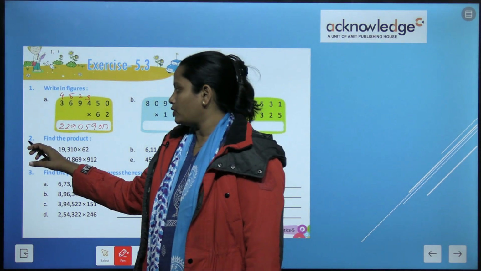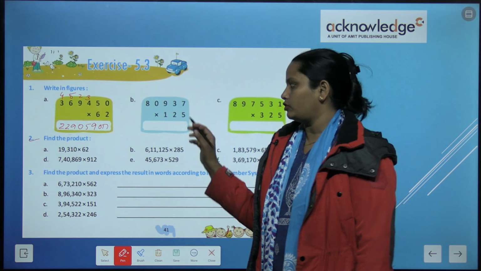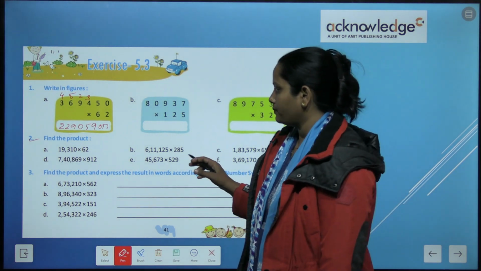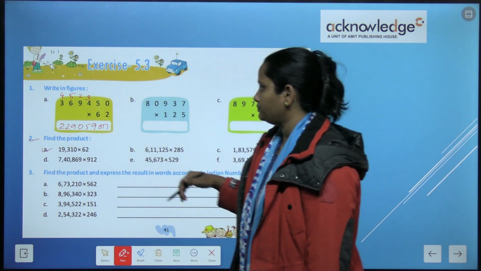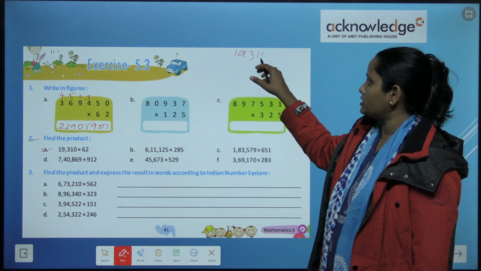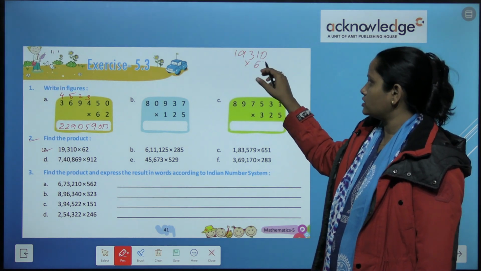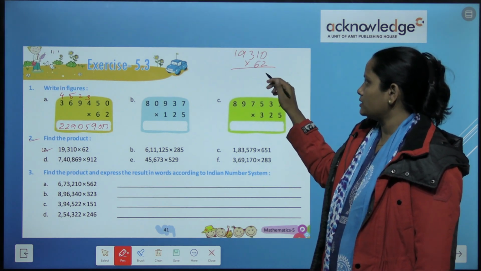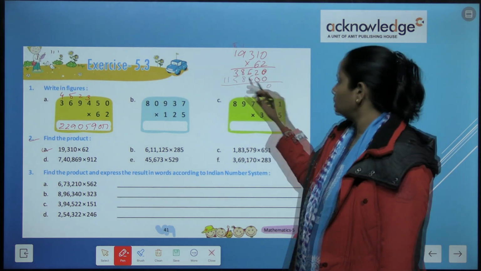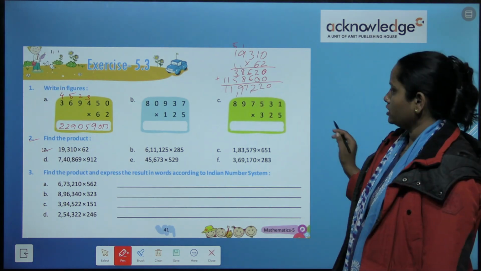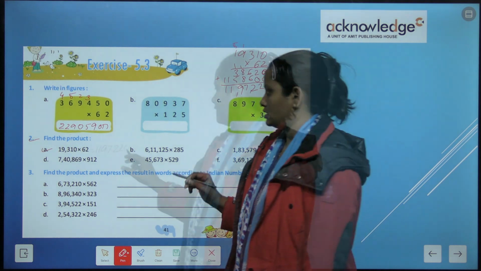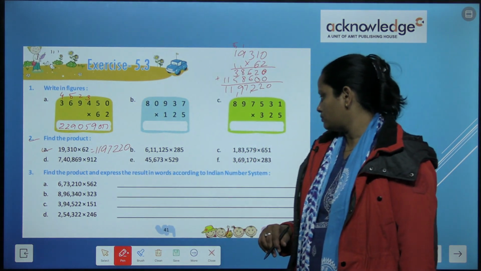Now let's find the product. To find the product, we have to arrange them like this. Let's multiply this first one. It's 19,310 multiplied by 62. So first we will multiply everything by 2, then we will multiply all the numbers by 60. Now we are going to add. So children, this is the answer, 11,97,220. So this is the answer of this question.